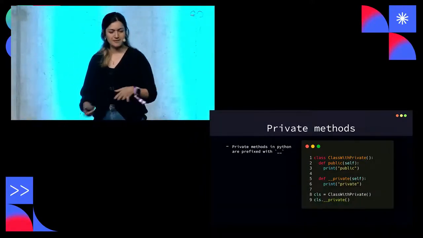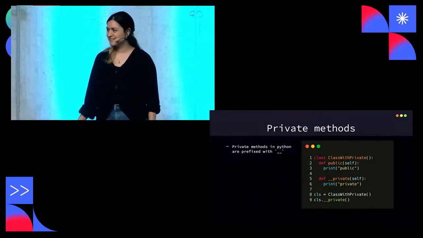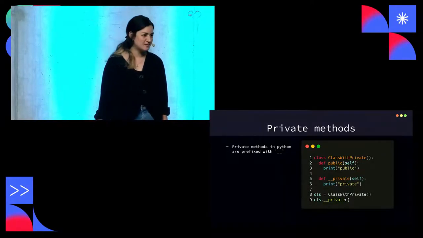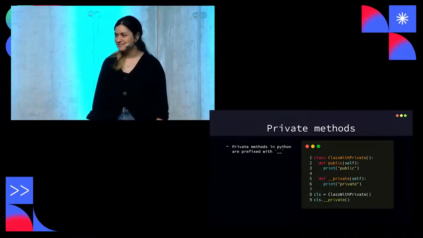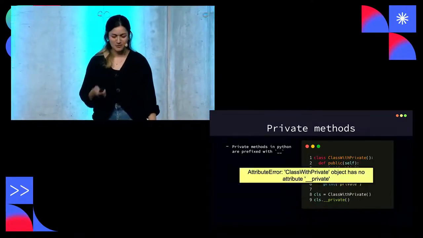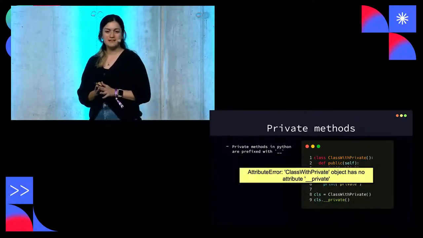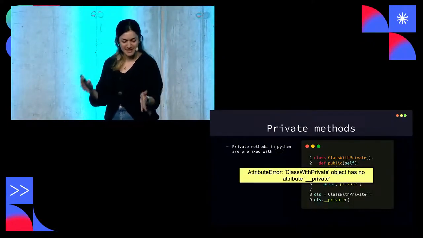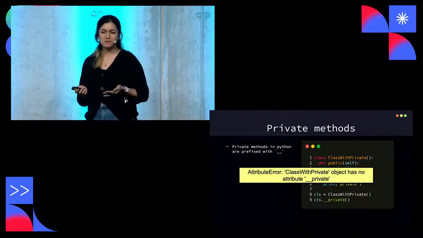Who thinks it will print private? Because I said there are no really private methods. Who thinks? Nobody? One thinks, two. OK. So it won't print private. It will give me the non-self-explanatory error, attribute error, class with private object has no attribute private.